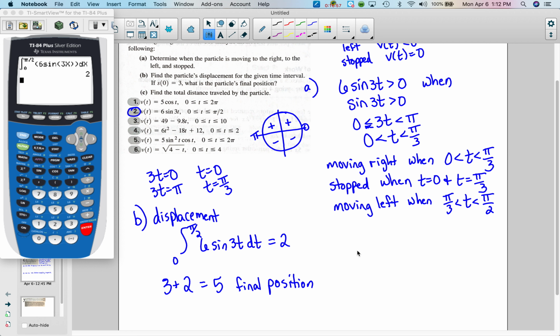And then part C, find the total distance traveled. So to get the total distance traveled, we're still going to integrate from 0 to pi over 2, but this time we're going to do the absolute value of 6 sine 3t dt. So let's see if I can do it this way.